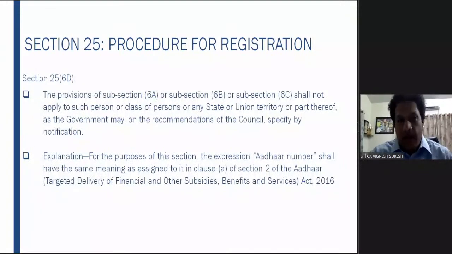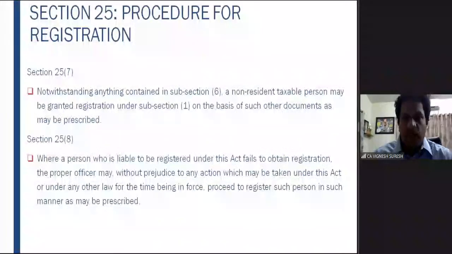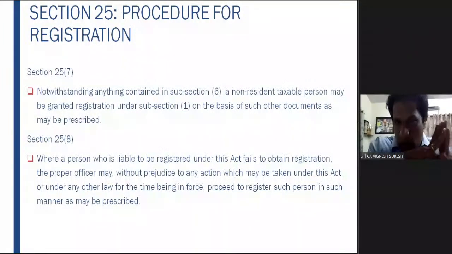25(6)(d) talks about where the subsections 6A, 6B, and 6C shall not apply. It's very clear: the provisions of 6A, 6B, and 6C shall not apply to such classes of persons as the government may specify by way of notification. Aadhaar number is nothing but the meaning assigned to it under the Aadhaar Act 2016. So these are the new provisions which have been added recently. You can definitely expect a theory question on this. It is a very, very simple provision. There is nothing very complicated to this. We shall also discuss the rules when we are recapitulating the entire section. Right? Now, moving on.